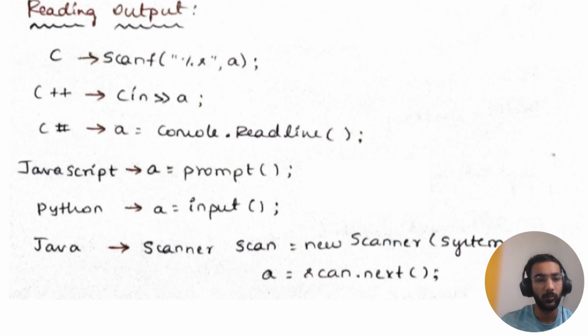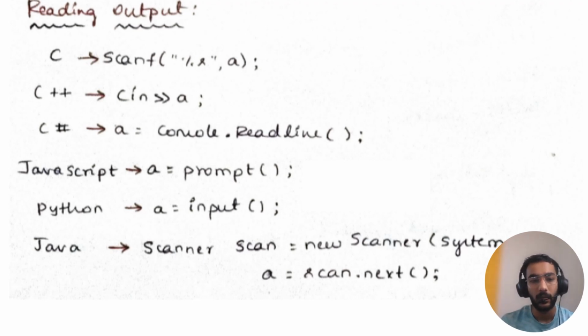JavaScript prompt, Python input, Java Scanner. We have to create a Scanner object. You will also understand that the new keyword in a Java statement is used to create a new object. The Scanner class is already defined in the libraries of Java. We have to call it, so we have to create a new object for Scanner.